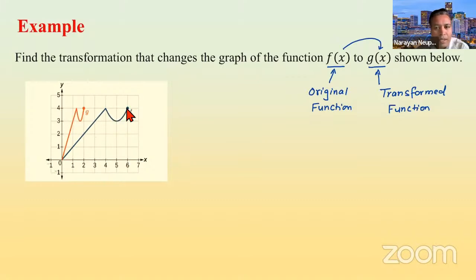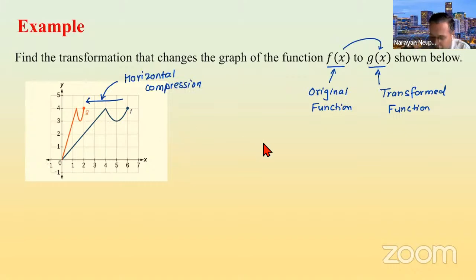If you look here, we have the y value 4, and we have the same y value here. The only thing is the x values are changing. That means we can clearly see that when we go from f of x to g of x, the graph is compressed. And this compression is the horizontal compression.